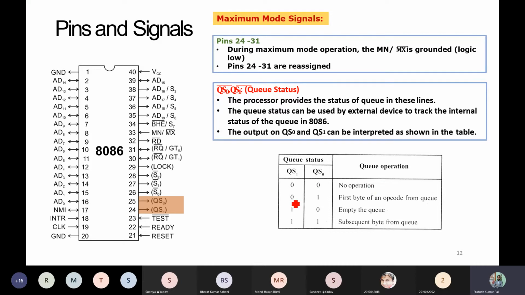Okay, if it is 01, that means first byte of an opcode from the queue. So that means the first byte of the opcode is being operated by the queue. If it is 10, the entire queue is empty. Okay, if 11 is there, then a subsequent byte from the queue is being executed. So these are the different combinations of status bits for the queue, which will be having 6 bytes.